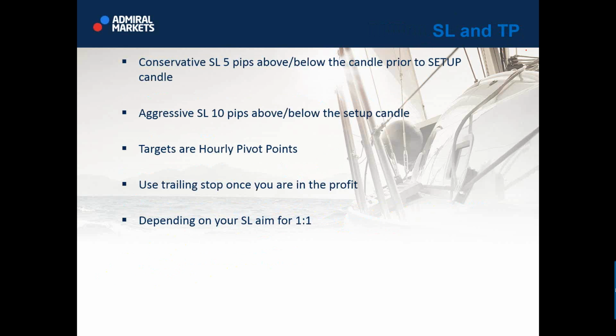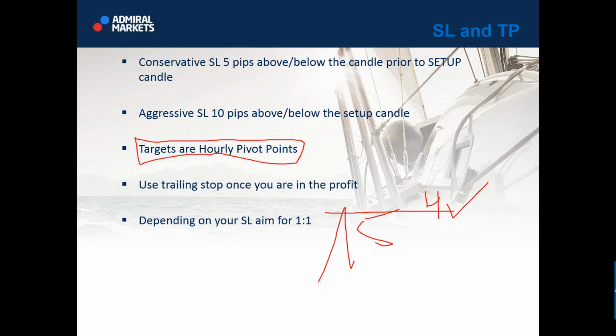Okay. Stop loss and target price placement. Conservative stop loss 5 pips above or below the candle prior to setup candle. Aggressive stop loss is 10 pips above or below the setup candle. Targets are random or hourly pivot points. Why I say random? Because if you're 15 pips in profit and you see that there is hourly pivot very close, okay, so you should use trailing stop once you're in the profit. Put your stop loss to break even plus 10 or take your profit completely. Depending on your stop loss, aim at least for 1-to-1 risk to reward ratio.